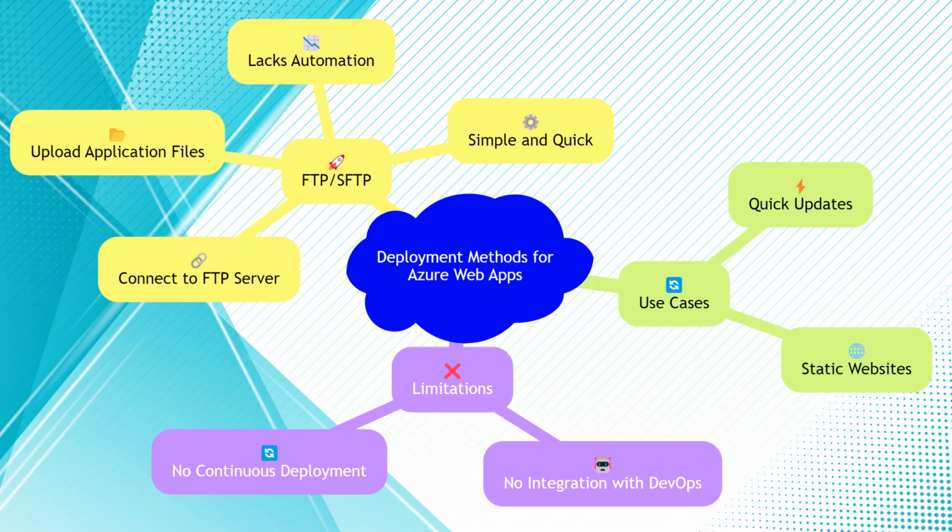For simpler deployment scenarios, you can use FTP or SFTP to upload your code to Azure web apps. This method involves connecting to your web app's FTP server using an FTP client and uploading your application files. While this method is straightforward, it lacks the automation and integration capabilities of Azure DevOps and GitHub Actions. However, it can be useful for quick updates or for deploying static websites.